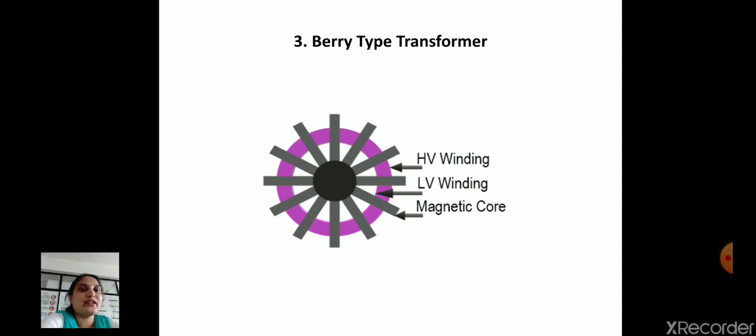See this winding, a low voltage and high voltage winding. Generally, the low voltage winding is kept inside and the high voltage winding is kept outside. So this is about the berry type of transformer.